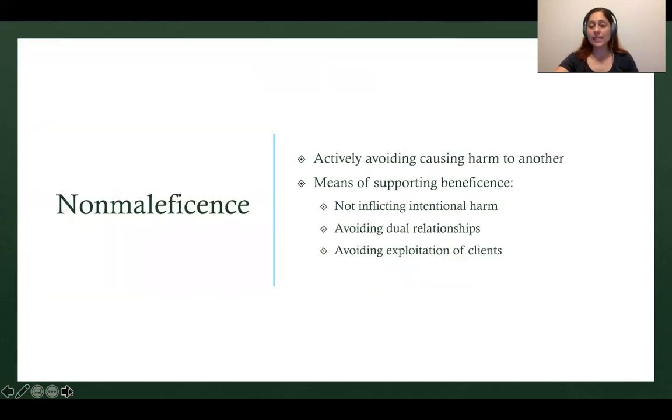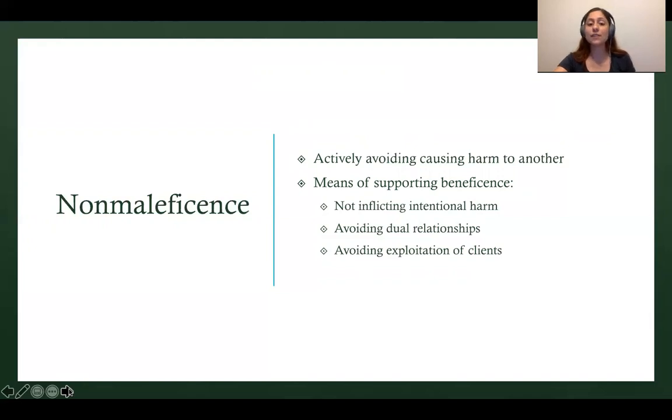Okay, non-malfeasance is at the opposite end of that spectrum. This involves avoiding causing harm to our clients. We can avoid causing harm, first off, by not causing intentional harm. So we don't insult our clients, criticize them, make fun of them. This includes talking negatively about a client with a colleague or a family member. Those things all have the potential to do harm.